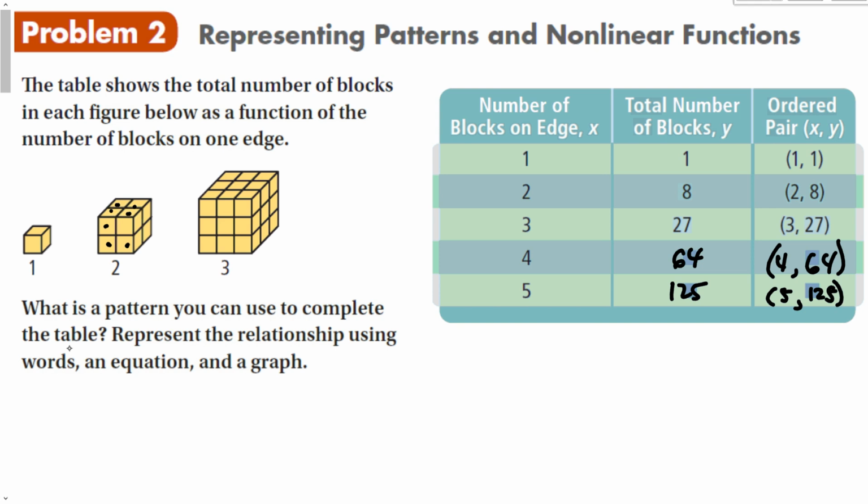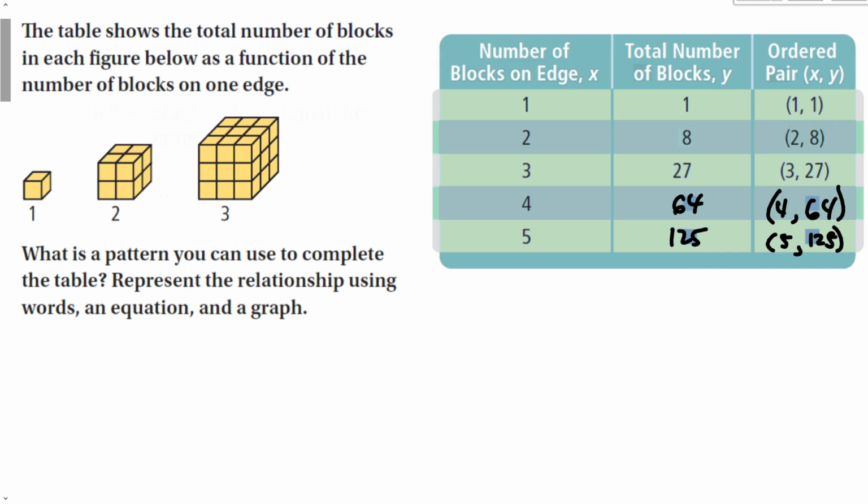So, represent the relationship using words, an equation, and a graph. So each time I add one block, the total number of blocks becomes the cube of the number of blocks on one edge. Each time I add one block to the left, I put another row back and another row on top. So we're multiplying by the number of blocks 3 times. To write an equation for that, it turns into y is equal to x to the third power.